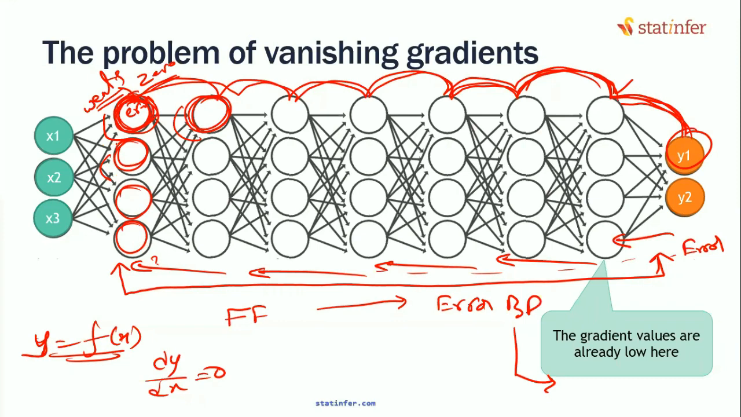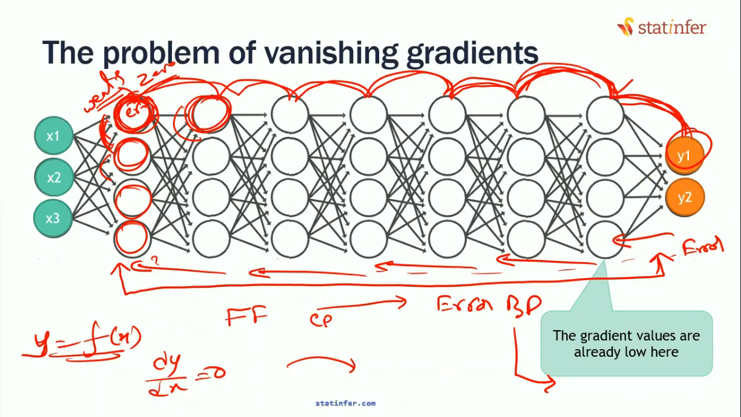The weights will almost remain the same. Yes, if there is not much error there, why should I move the weights? The weights will almost remain the same. Even after the first epoch, the weights over here are almost the same. If the weights here are almost the same, then what will happen? What does that result in?